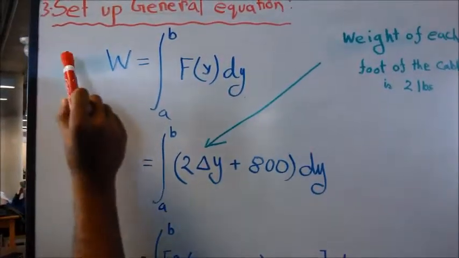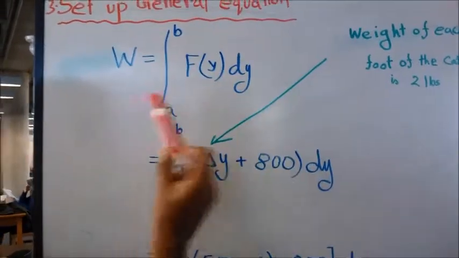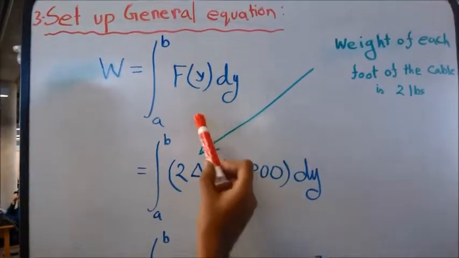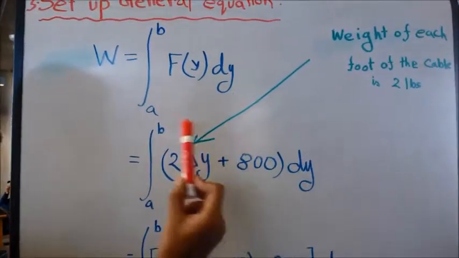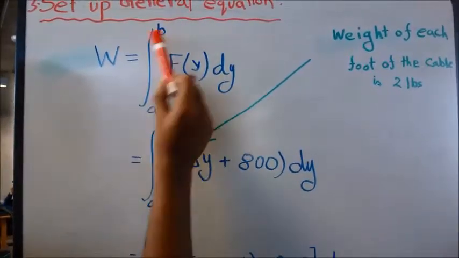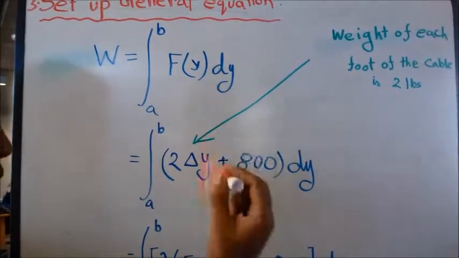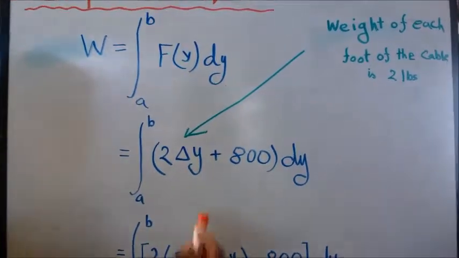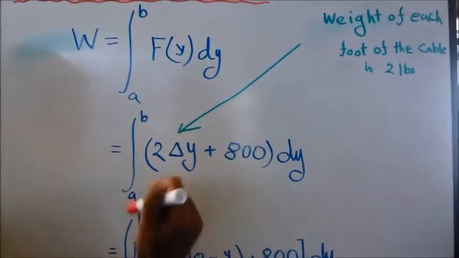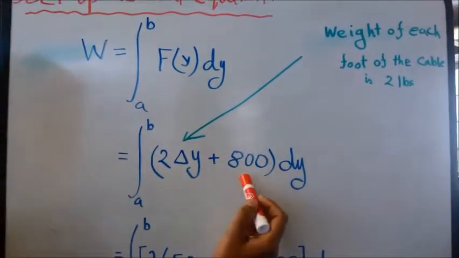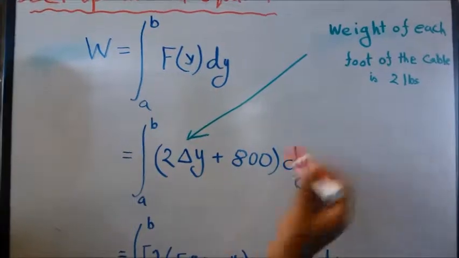In part 3, set up the general equation. So we're going to take the integration of the force needed to pull the bucket up. A and B are our limits, and then dy is the change in the distance. That's how we will get the work. And then from here we break down the force into 2 times delta y plus 800.